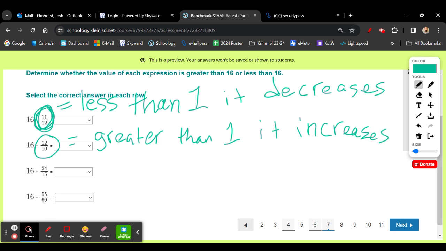So less than 1, it decreases the number 16. Greater than 1, it increases the number 16.